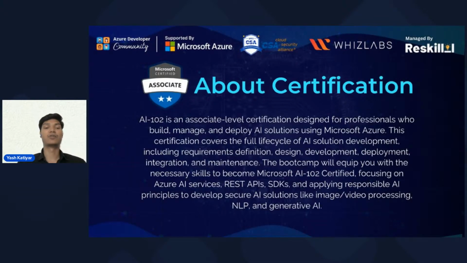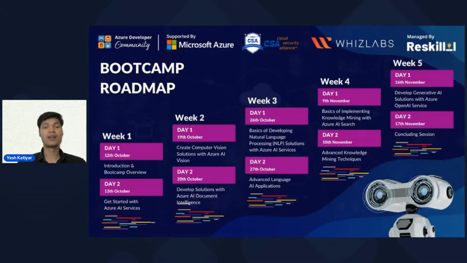Moving ahead, AI 102 is designed for professionals who build, manage, and deploy AI solutions using Microsoft Azure. It covers the entire AI development lifecycle, from defining requirements to building and deploying secure AI solutions using responsible AI principles. Throughout this bootcamp, you will learn how to work with Azure AI services, REST APIs, SDKs, and even explore topics like natural language processing, computer vision, and generative AI.